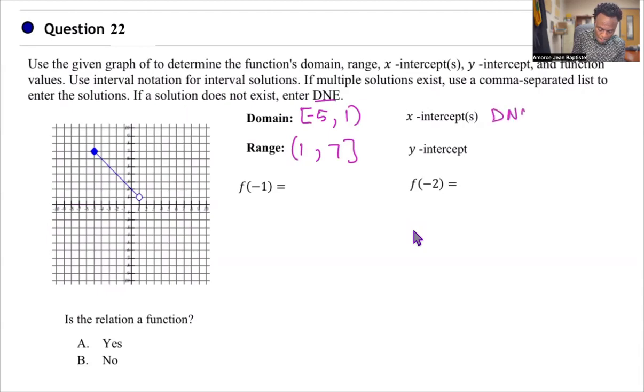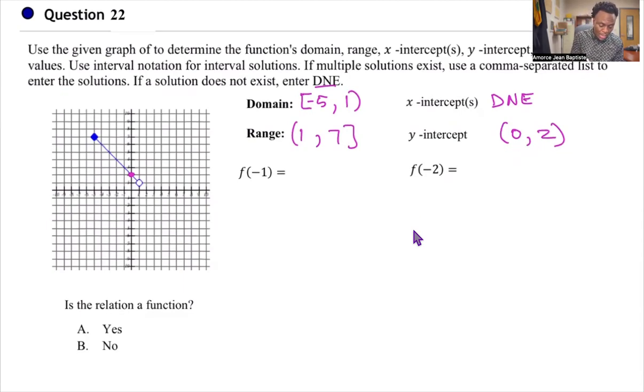So D and E, for the x-intercept, and the y-intercept is the ordered pair where it touches the y-axis, which is x equals 0, y equals 2. But in MATLAB, you might want to add it as just 2 because that's how it's set up. But on a test, you may want to give it as an ordered pair on your paper test, like this.